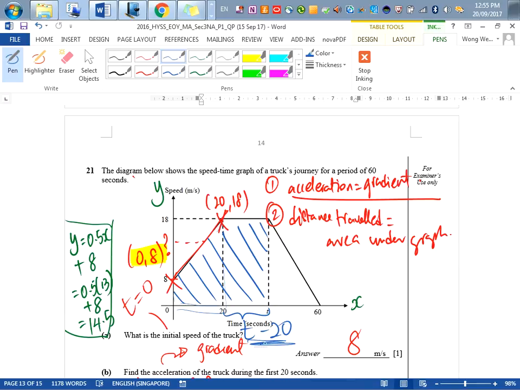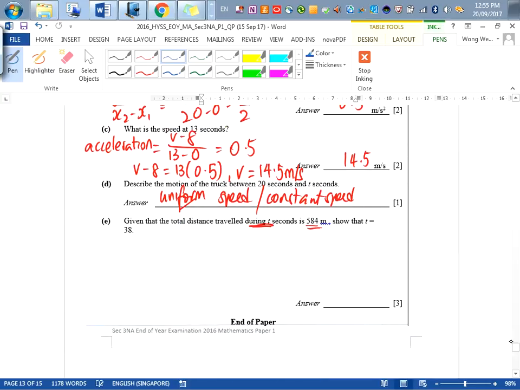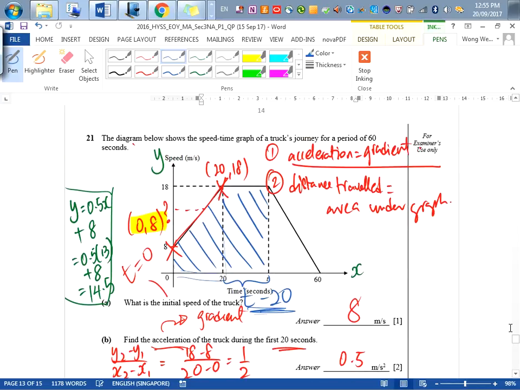Yes? 60. Why 60? 60 minus 20 for what? 60 minus 20, then you will get this as 40. That doesn't help you find out what t is. Okay?